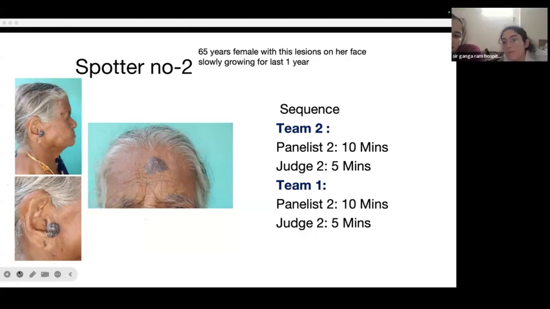So what about the second flap? Do you have a defect there? How do you close it? It is closed primarily. We close it primarily. Okay, sir, thank you. I think you have answered well. You get the full mark.